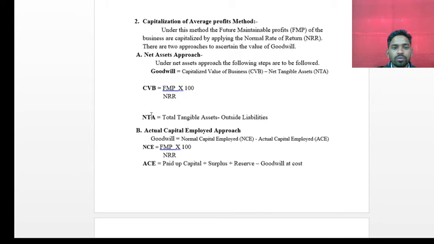Now how to calculate net tangible assets? If it is given directly, then you can take it directly. If it is given as total tangible assets and outside liabilities, you deduct the outside liabilities from the total tangible assets and you will get the net tangible assets. Like this you have to ascertain the value of goodwill under the net assets approach.